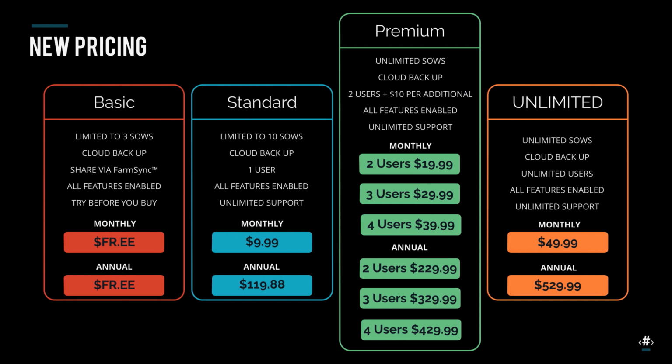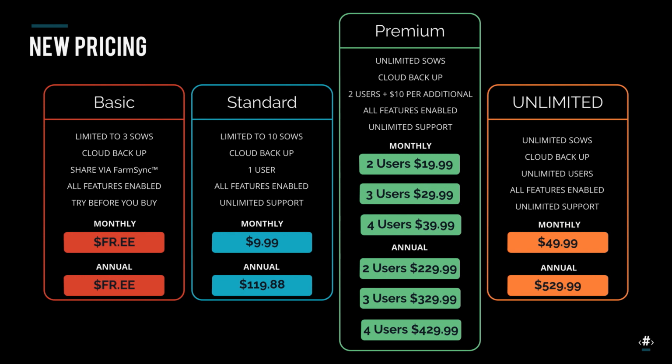You get 2 users, so yourself and an additional user. All the features are enabled, and of course, unlimited support. Now, once you start adding more than 2 users, that's where the pricing changes a little bit. So if you would like to use the app and you have one other person that is going to sign up with FarmSync technology and have the app on their phone, you would pay $19.99 a month. 3 users, $29.99. 4 users, $39.99. So basically, it's $10 extra a month based on the users up to 4 users.